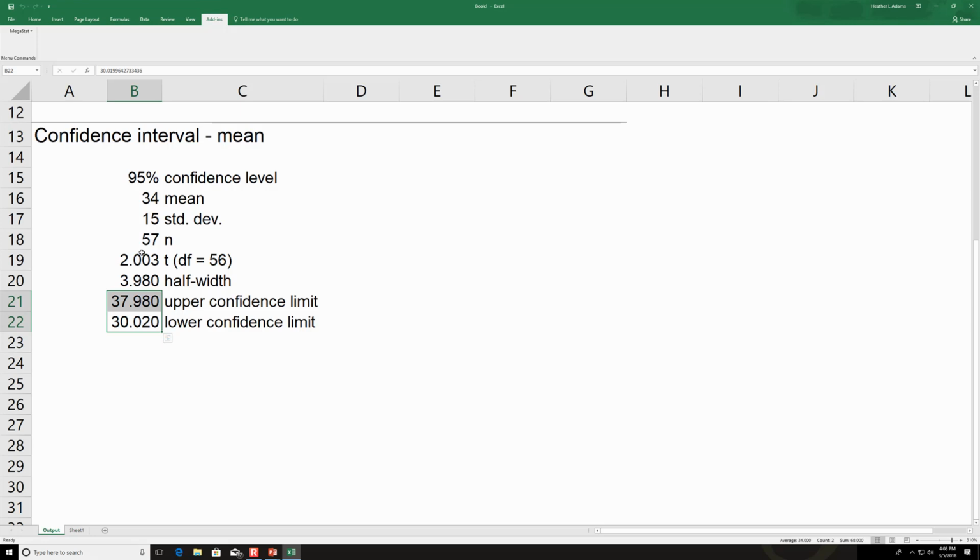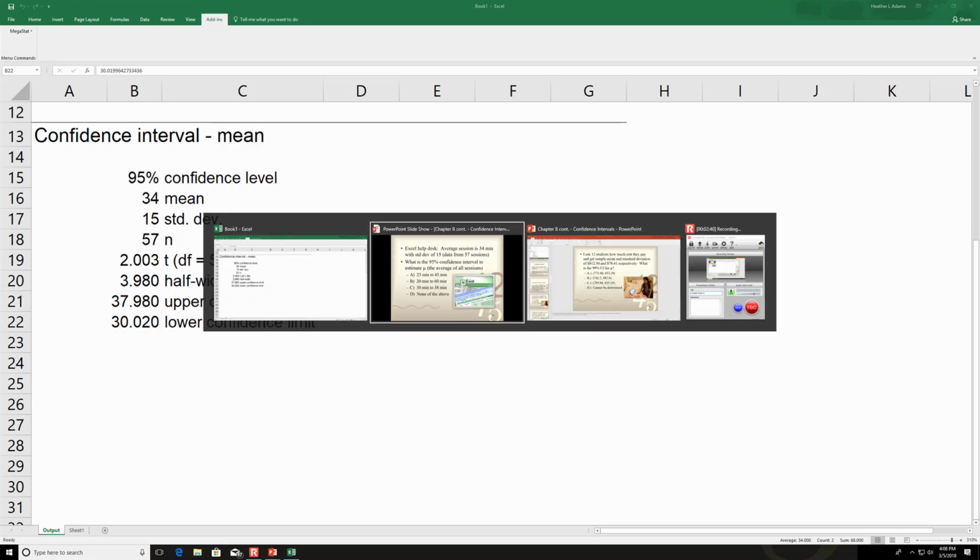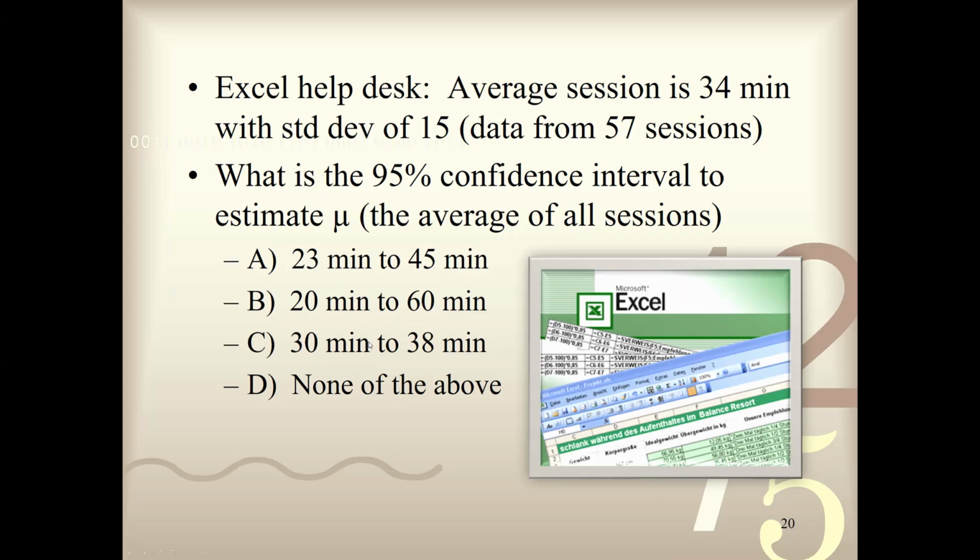So basically, I can be 95% confident that the population mean, or the mean of all sessions, will be between 30 minutes and about 38 minutes. Okay, so right here, C.